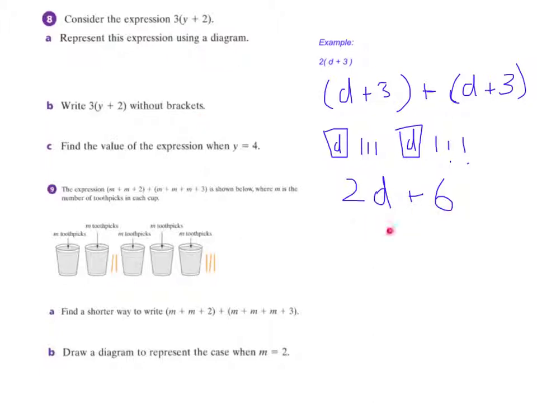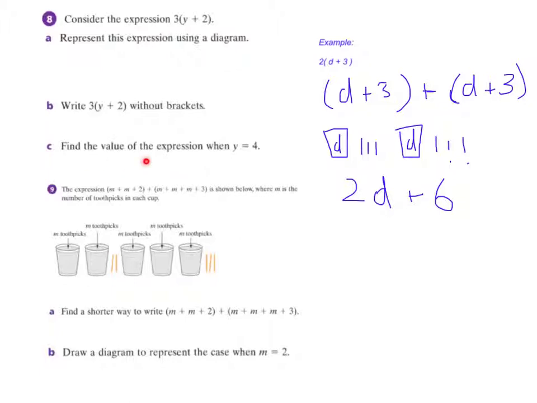Okay, some of you might see a bit of a pattern here. 2 times d is 2d, and 2 times 3 is 6. So you'll learn that's called expanding the brackets, and we do that later on in year 8, 9, and 10, 11, 12. You'll do heaps of this.